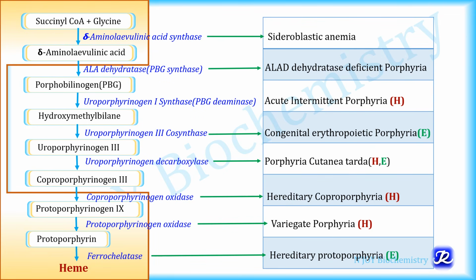So in today's video, we have learnt about heme biosynthesis disorders, which include the genetic and acquired disorders, then disorders like X-linked sideroblastic anemia and various hepatic and erythropoietic porphyrias.